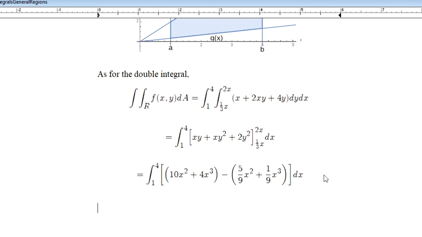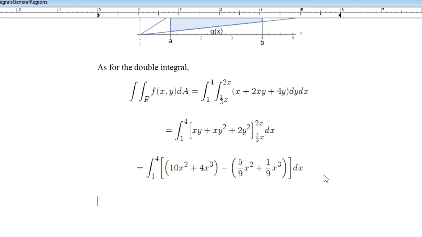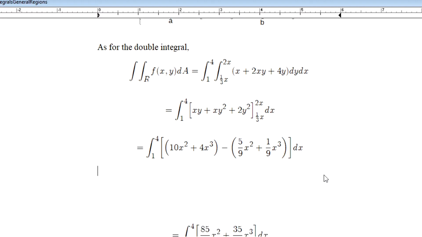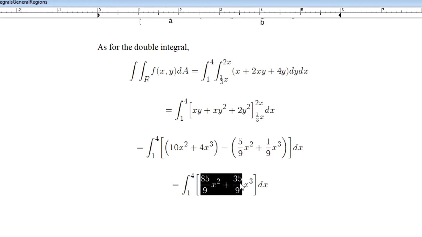Now, if I simplify that integrand, what's inside the brackets, that does produce the following polynomial function of x. That is the function 85 ninths times x squared plus 35 ninths times x cubed, which we're now going to integrate with respect to x. And here x is going to increase by a power of 3, and we'll divide by that 3. Here x will increase up to a power of 4, and we'll divide by that power of 4.